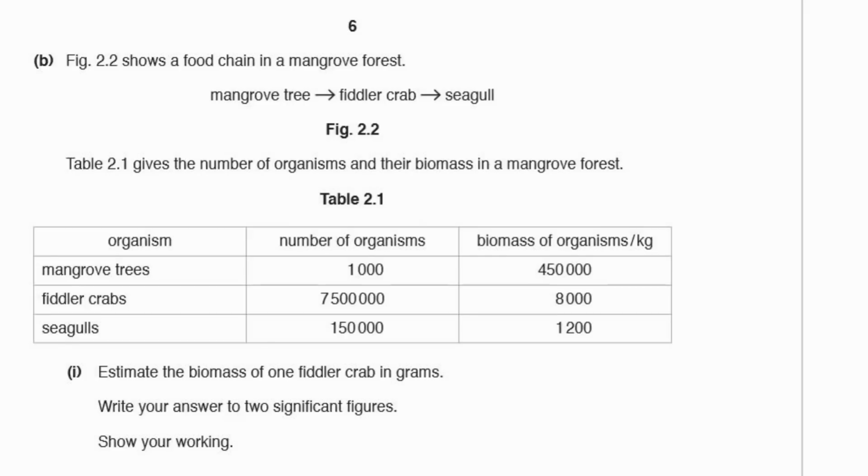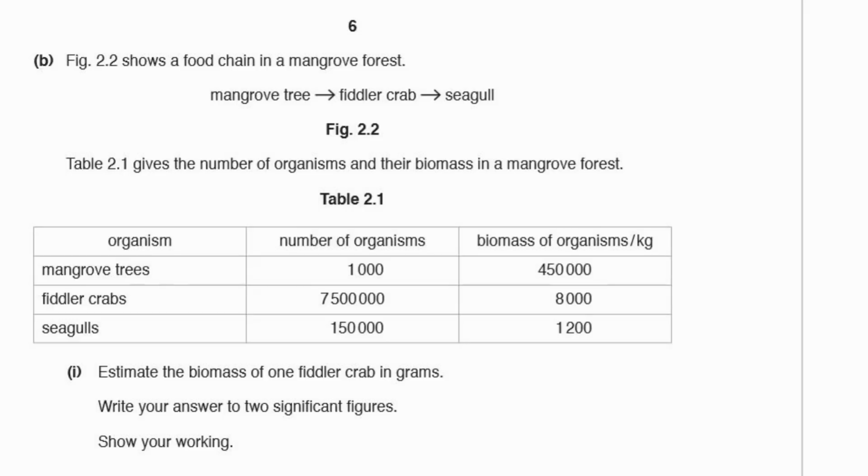B, figure 2.2 shows a food chain in a mangrove forest. So we have a mangrove tree, and then a fiddler crab, and then a seagull. Remember, the arrows point in the direction of energy transfer, so that means the fiddler crab eats a mangrove tree, the seagull eats a fiddler crab.